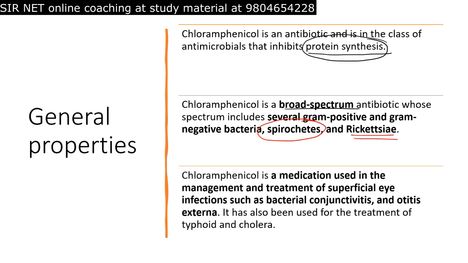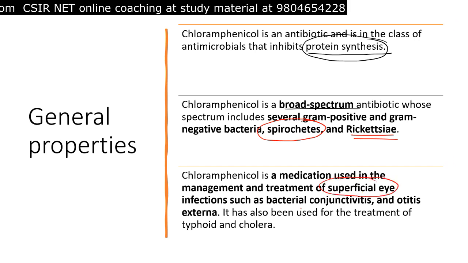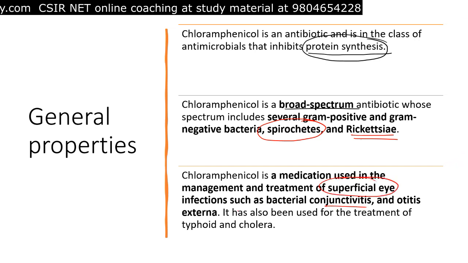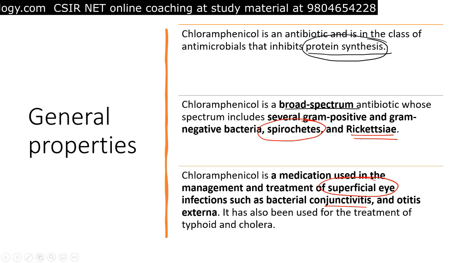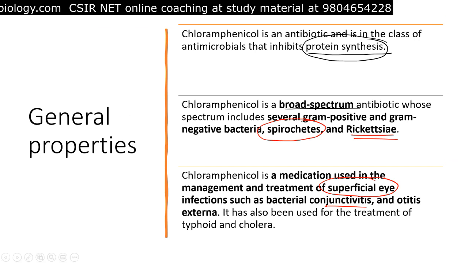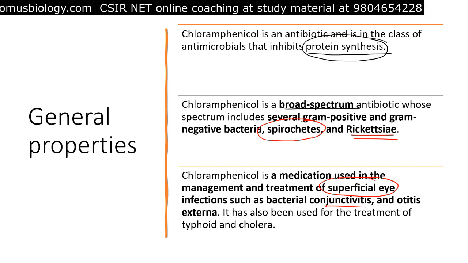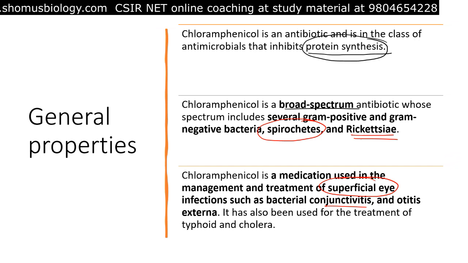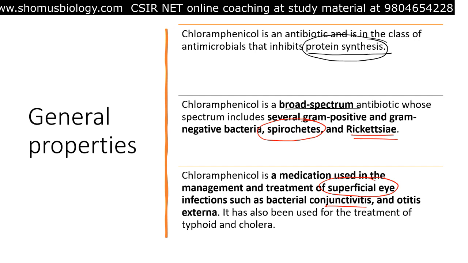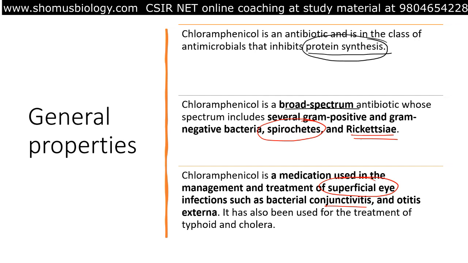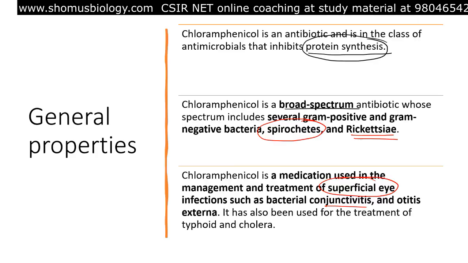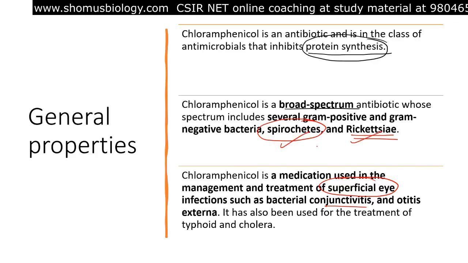Chloramphenicol is a medication used for the management and treatment of superficial eye infections such as bacterial conjunctivitis, otitis externa and so on. So whenever we see the term chloramphenicol antibiotic, we know in a fraction of a second that we are talking about an antibiotic that can be used in eye infections, and chloramphenicol is present predominantly in eye drops for conjunctivitis treatment. But as I mentioned, it can go up against spirochetes and rickettsia.